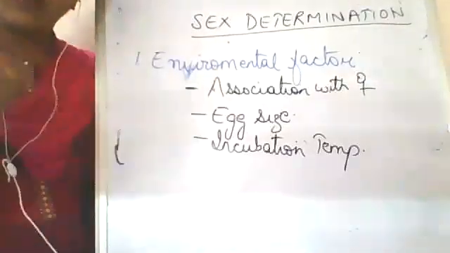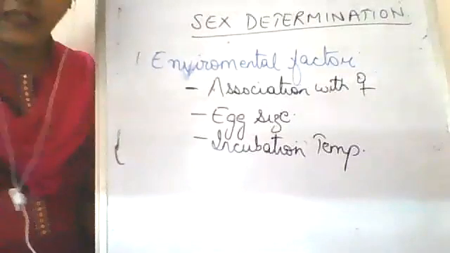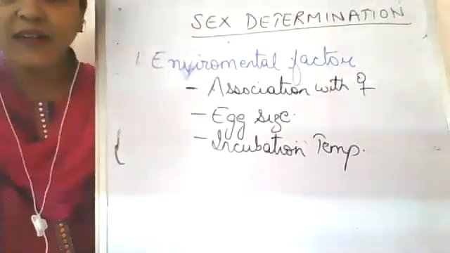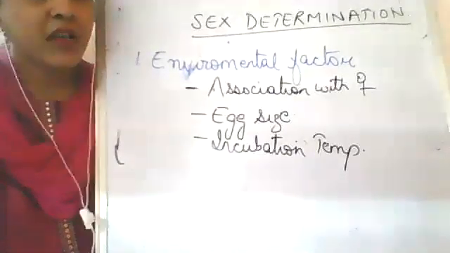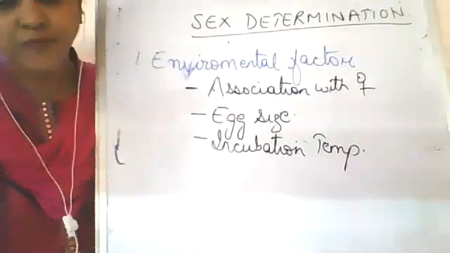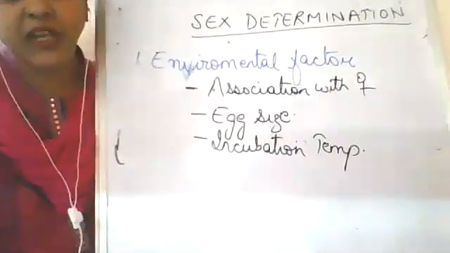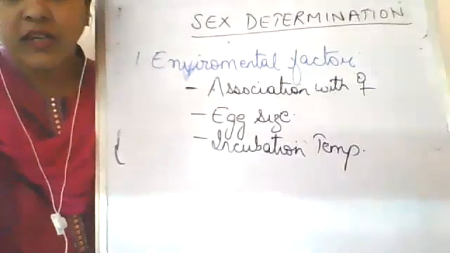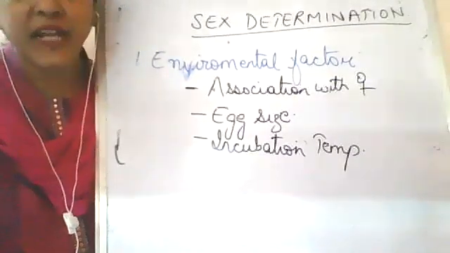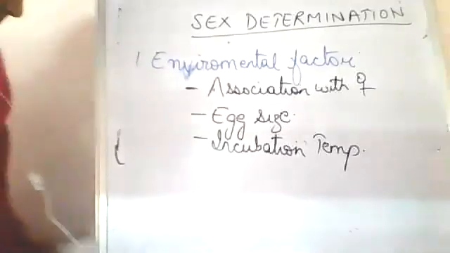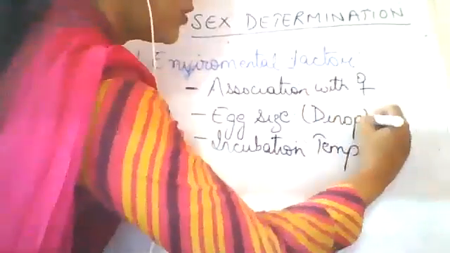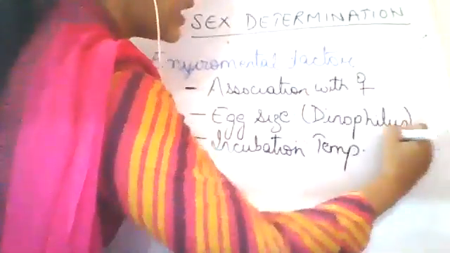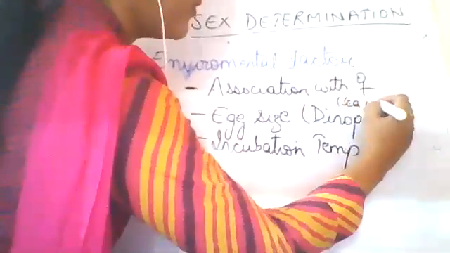The second factor which can determine, yes? Ma'am, I'm Adit. Ma'am, I have a question. Can you give one example of egg size? Okay. See, I told you sea worm. Write down the name: the sea worm Dinophilus. Dinophilus, which is a sea worm. This is an example for egg size.